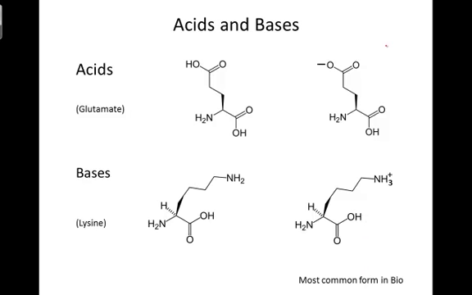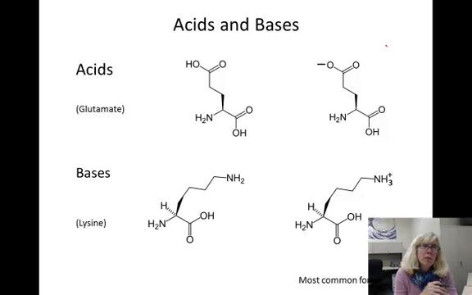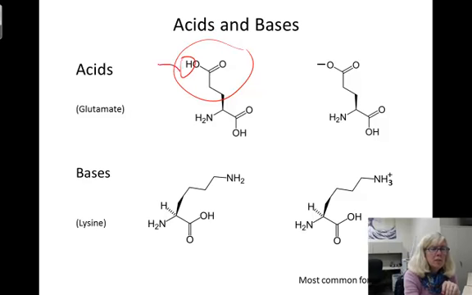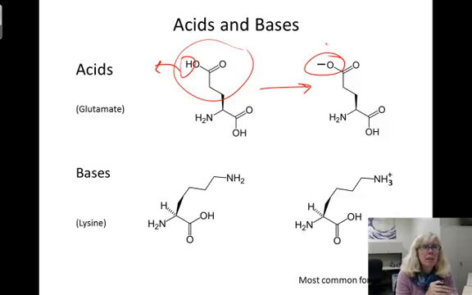Acids and bases are another common type of molecule. Acids tend to lose hydrogen ions or protons, same thing. The most common functional group to act like an acid is the carboxyl group, shown here. In this amino acid glutamate, the hydrogen easily falls off the carboxyl group and leaves the carboxyl group negatively charged, like this. Bases are molecules that tend to pick up hydrogen ions.